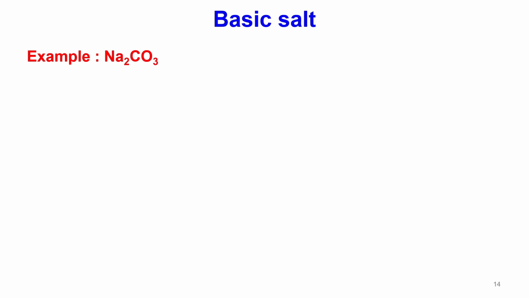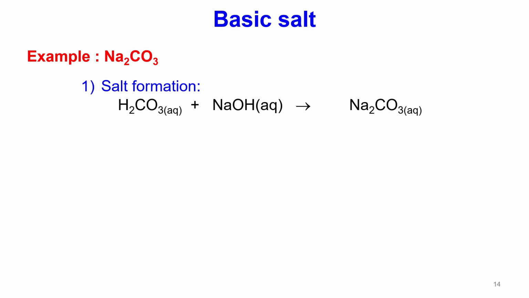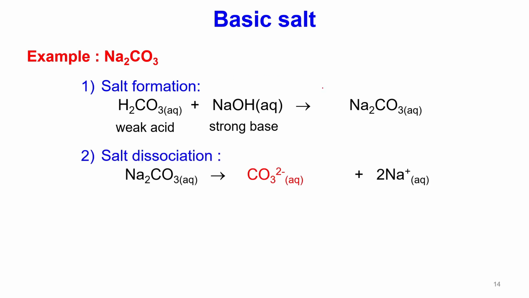Next, we have sodium carbonate. The formation of sodium carbonate is from carbonic acid H2CO3 and NaOH. H2CO3 is a weak acid and NaOH is a strong base. So it will produce the salt Na2CO3. So CO3 2 minus comes from the weak acid, so it is a strong conjugate base. And this one is a weak conjugate acid.